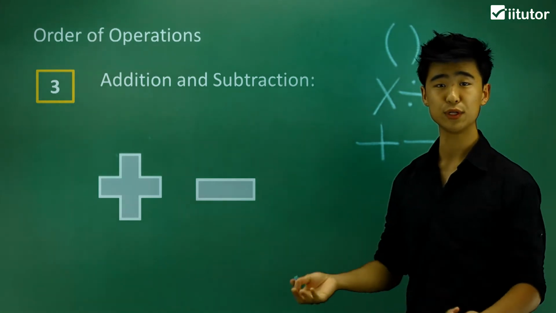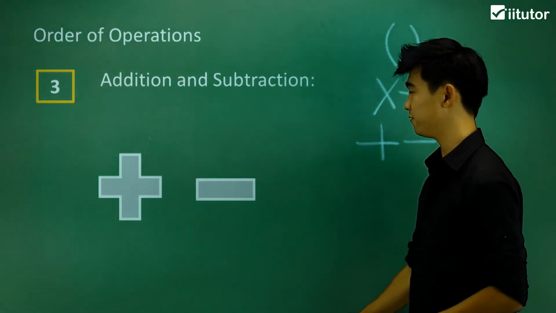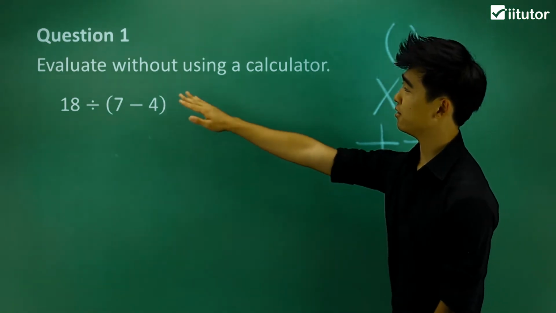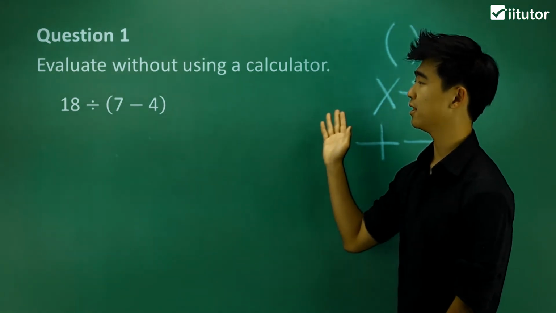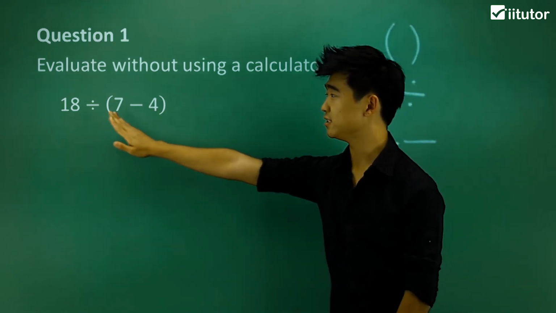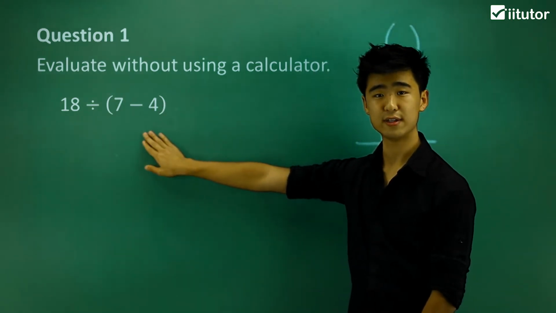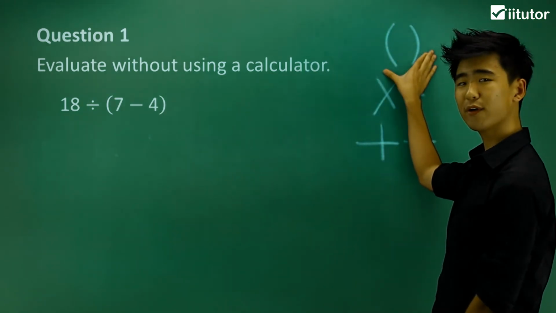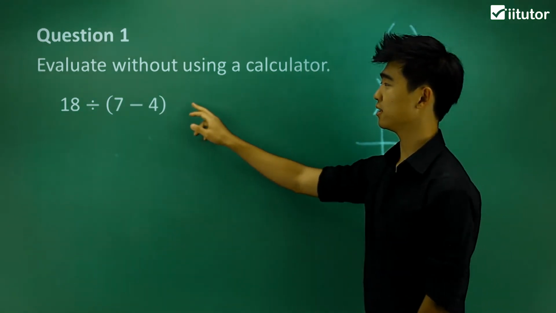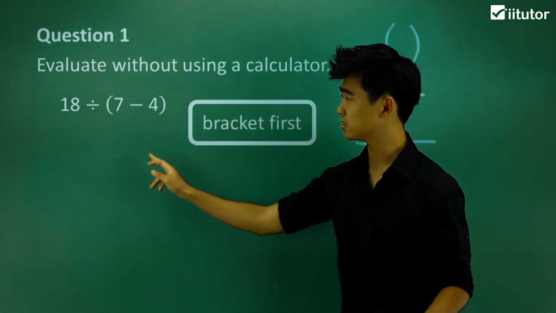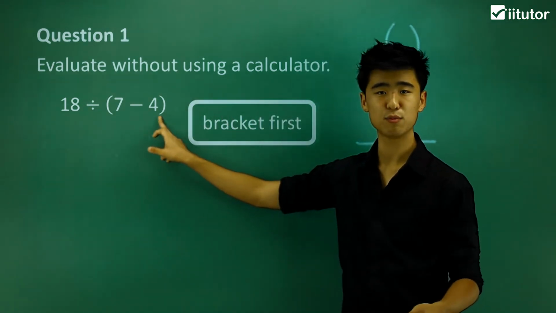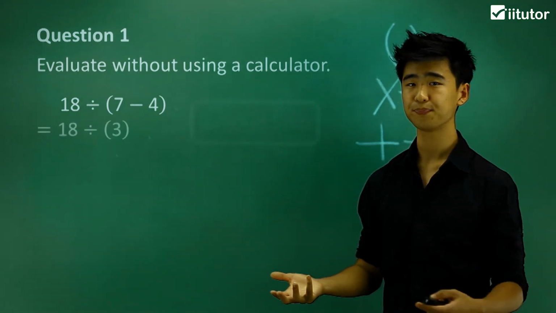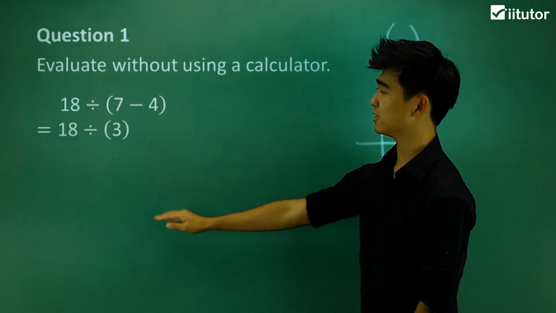Once we know that, let's try and solve a few questions. Question number 1. Evaluate without using a calculator. We're given 18 divided by brackets 7 minus 4. So let's go to our order of operations. We have to do my brackets first. Inside here, 7 minus 4 is what I want you to do. So let's calculate that part only. That's just 3.